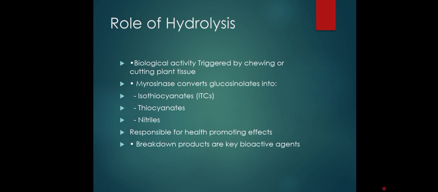When the plant tissue is damaged, for example by insects or cutting, an enzyme called myrosinase breaks down the glucosinolates. This hydrolysis reaction produces several biologically active products, mainly isothiocyanates, nitriles, and thiocyanates. These products are responsible for the sharp smell and taste of cruciferous vegetables and also for their defensive and medicinal effects. Now let's see why this reaction is so significant both for plants and for us.